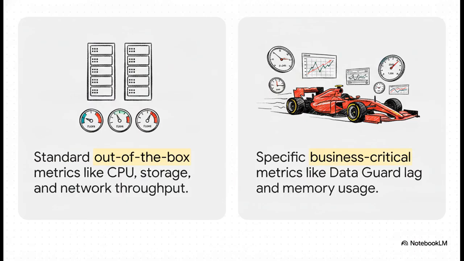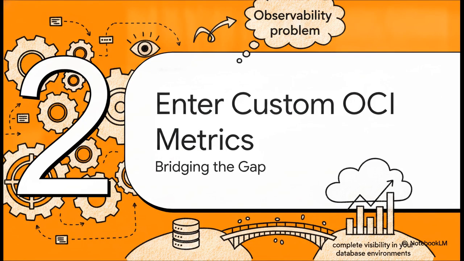While default metrics are great for that general health check, custom metrics act more like Formula One telemetry. We're talking about capturing specific business-critical database aspects that the default tools just miss. Highly specific indicators like your Data Guard transport and apply lag between primary and standby databases, or granular performance stats like shared pool memory utilization. These are absolutely critical to your actual operations, but you have to build the bridge to see them.